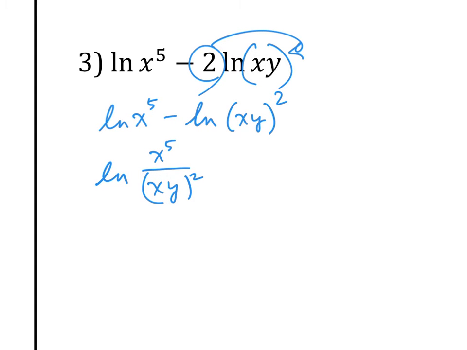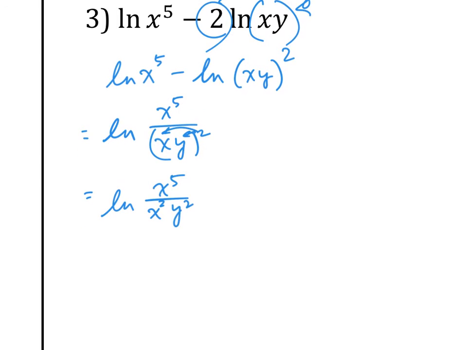All right, we're going to simplify this some more. Natural log x to the 5th over. This time you can distribute because you can see there is no plus sign or minus in between, so we can distribute the exponent. So this is x squared, y squared. All right, let's simplify some.